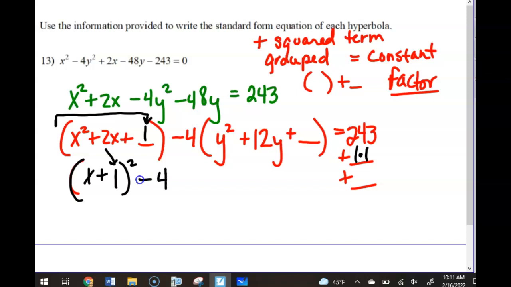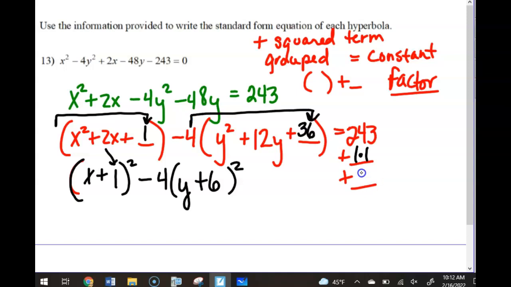Okay, then it's minus 4 parenthesis. What does this parenthesis become? Y plus 6. So we are adding in a 36, but it is multiplied by a negative 4 times 36. Okay. 243 plus 1 minus 4 times 36s. 144, 240. Is it 100 maybe? Anybody type that and get 100?